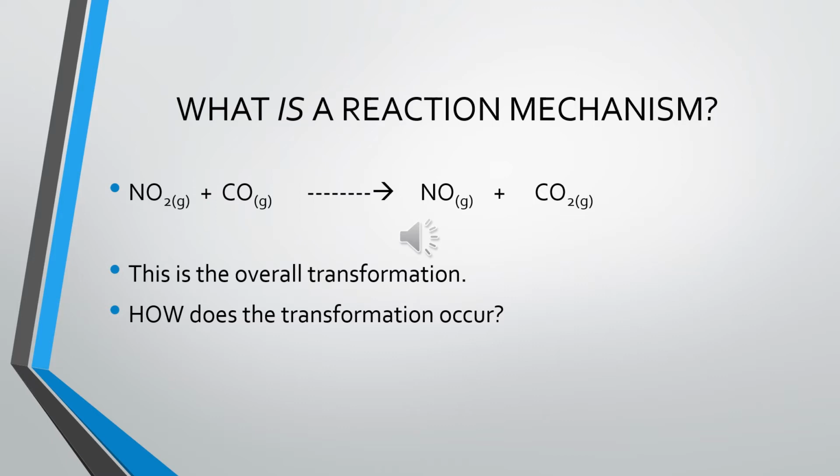Let's take a simple example, the gas phase reaction between nitrogen dioxide and carbon monoxide to yield nitrogen monoxide and carbon dioxide. A double replacement type reaction. Is this the mechanism of the reaction? Probably not. This is the overall transformation. It doesn't tell you how the bonds are broken and bonds are made. It doesn't tell you how the transformation occurs. This is the overall transformation, not the mechanism.